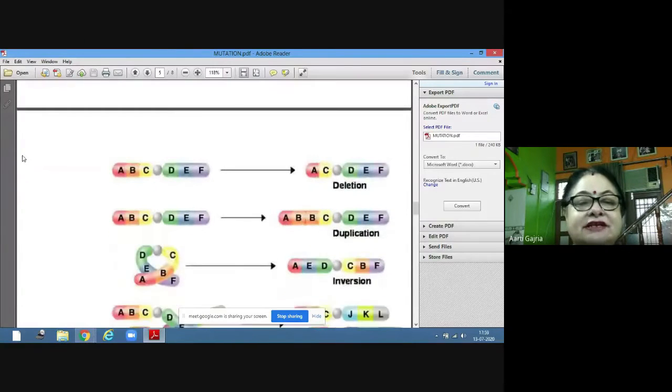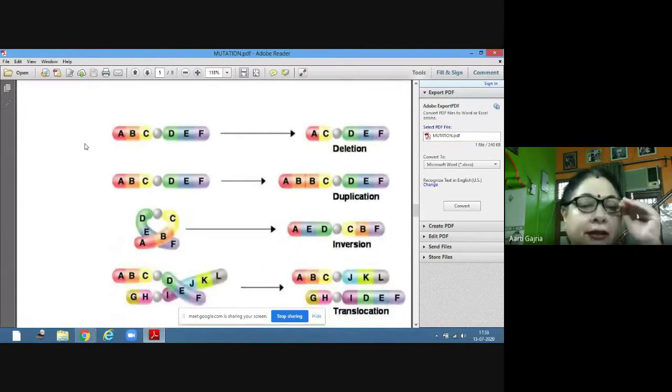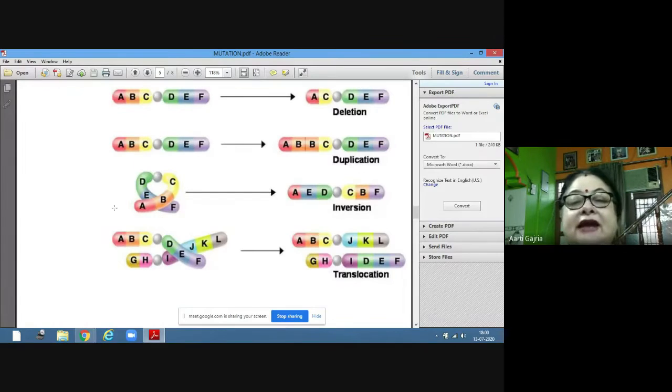Now just see this diagram. Here the sequence is A, B, C, D, E, F. This is one chromosome. Now what happens? There is deletion of B. So the result would be A, C before this centromere, and D, E, F. In duplication, there is duplication of B. So A, B, B, C, D, E, F. This is duplication. In inversion, it will cut and get inverted.